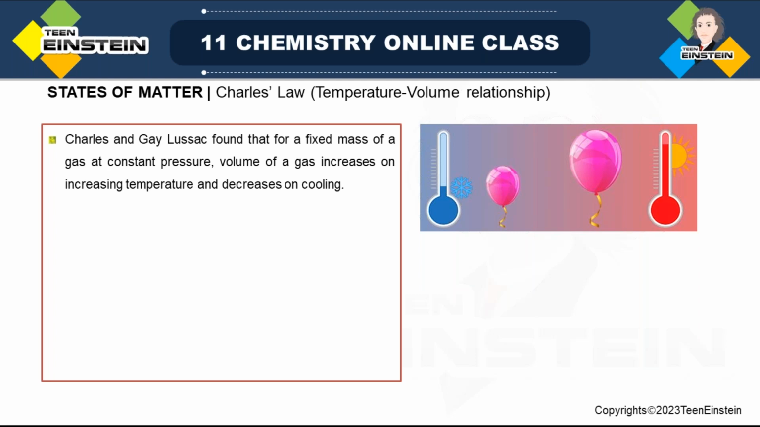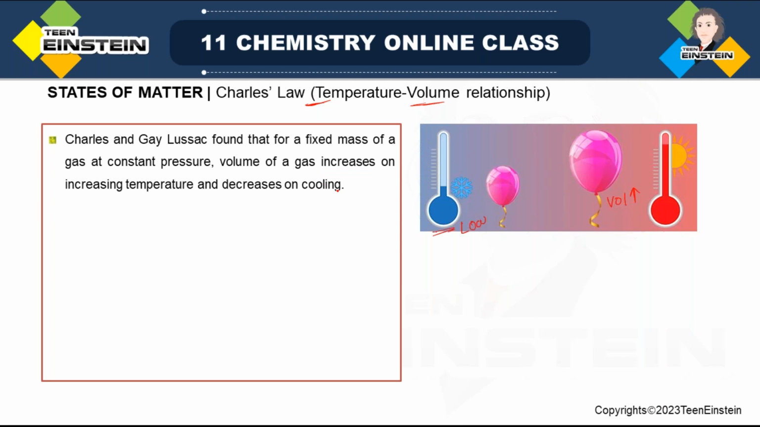Fine. So the PV relationship we have seen, provided temperature is constant in that law. But now when it is Charles' law, as it is the relationship between temperature and volume, obviously we have to keep pressure constant. As you can understand from this picture, when temperature is low, volume is low. Fine. And when temperature is high, volume is also increasing. So Charles and Gay-Lussac found that for a fixed mass of a gas, that means the number of moles will be fixed.